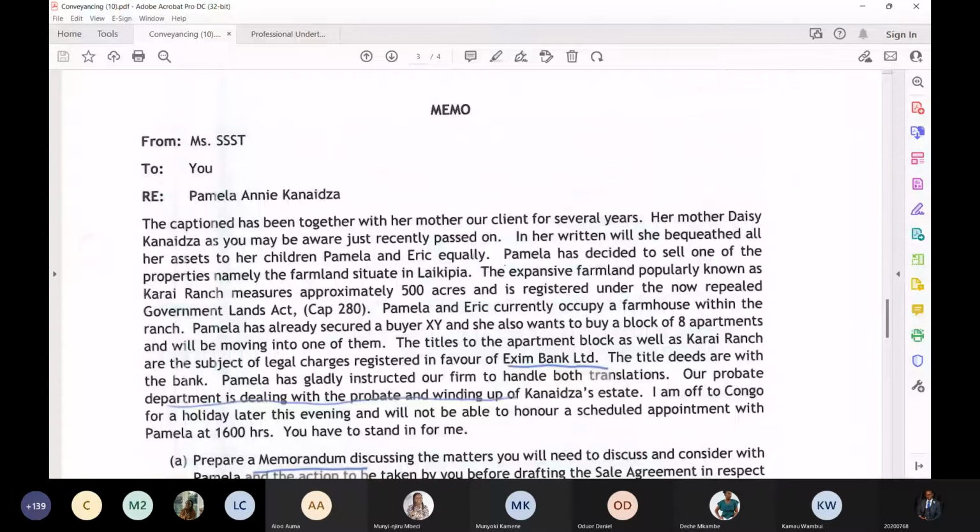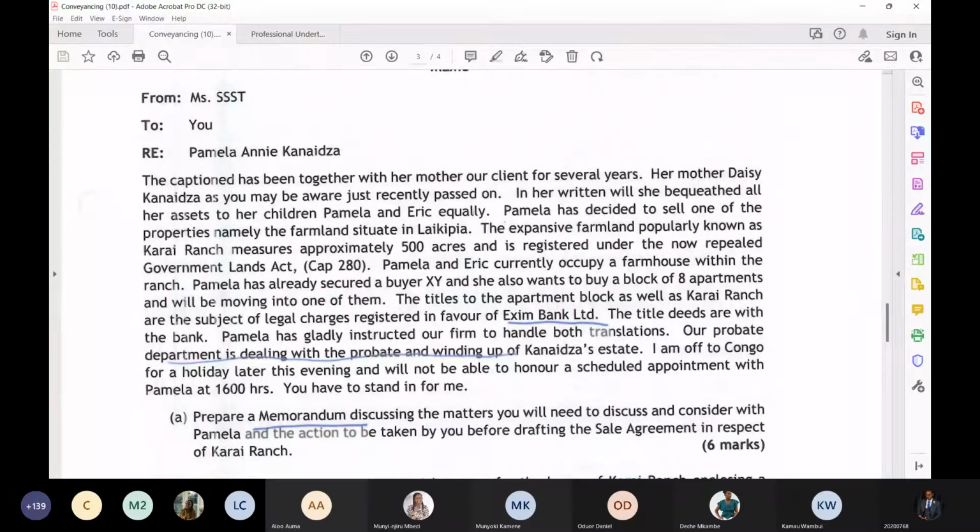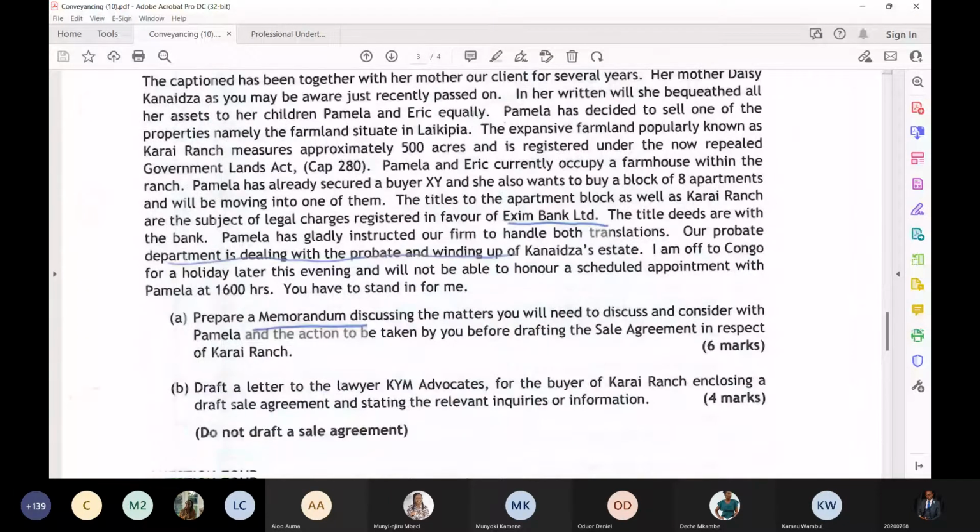Pamela has gladly instructed our firm to handle both transactions. Our probate department is dealing with the probate and winding up of Kanaidza's estate. I am off to Congo for a holiday later this evening and will not be able to honor a scheduled appointment with Pamela at 1600 hours. You have to stand in for me.